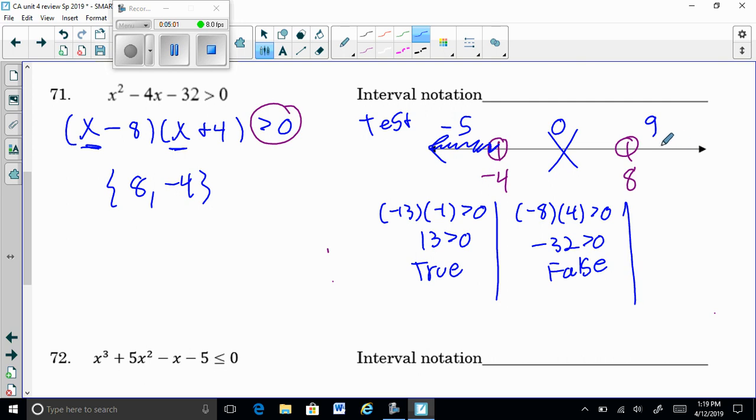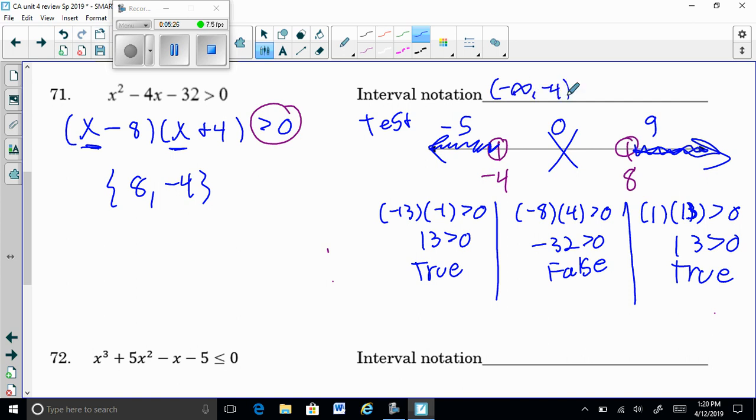And then for our last subinterval, we'll try 9. So if you plug in 9, you're going to get 1 times 13. Oops. Yes, 13. Is that greater than 0? 13 is greater than 0. That is true. So we go ahead and shade. There you go. Now the way we convert this to interval notation, we can say everything from negative infinity to negative 4 is good. Union, everything from 8 to infinity is good also. And there you go.